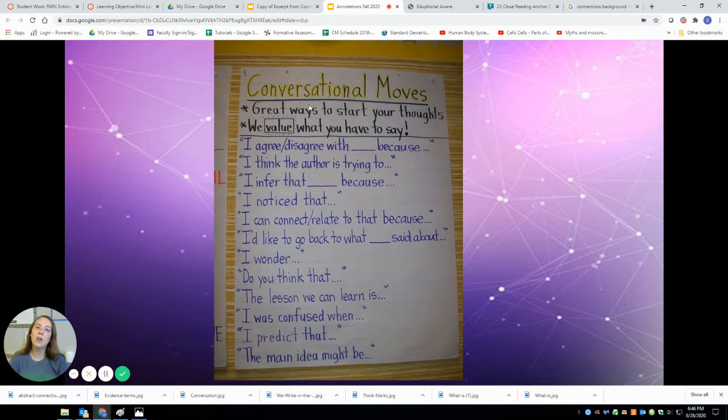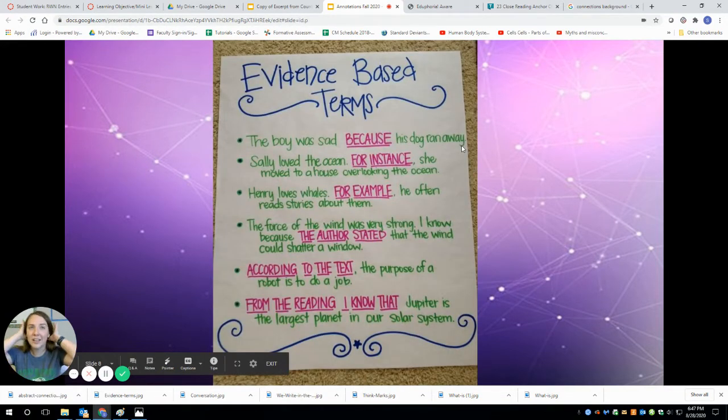Okay, so it says conversational moves, but these are great things to write out in the margins for your annotations. You could circle a part and say, hey, I noticed here that, or you could say, I connect to this particular scene because. You can also write a question mark in the margin instead of saying, what's going on here. You could say, I wonder if in real life, if this happened, ... You could say, I was confused when. Another thing you could write in the margin might be, I predict that, or the main idea might be. And the idea here is it helps you process things.